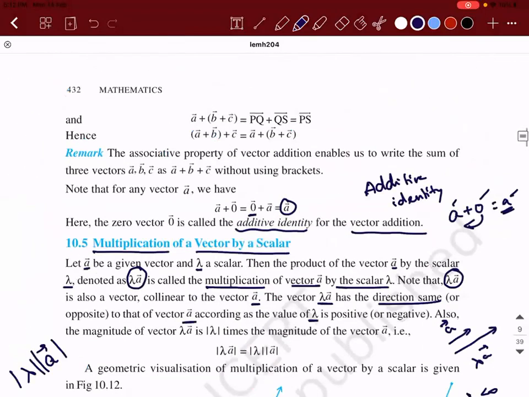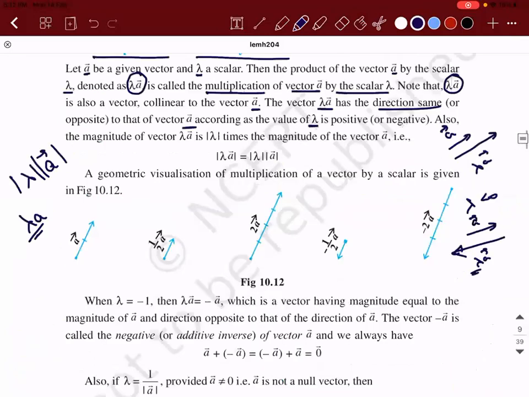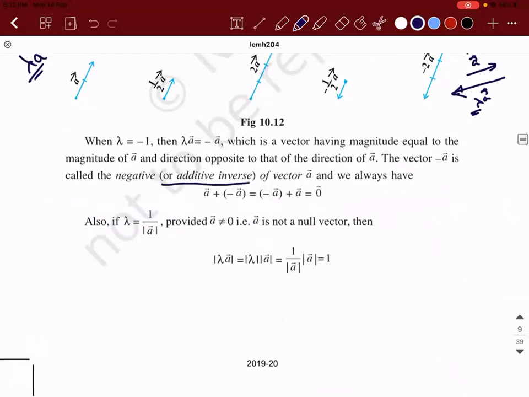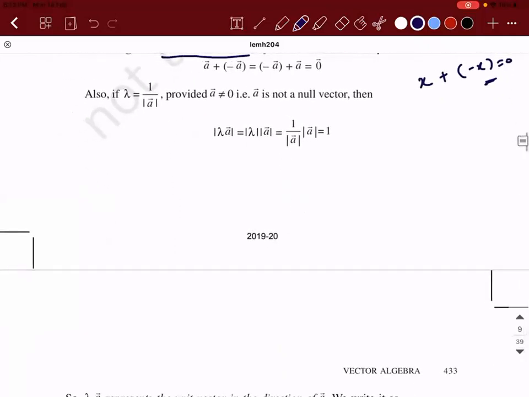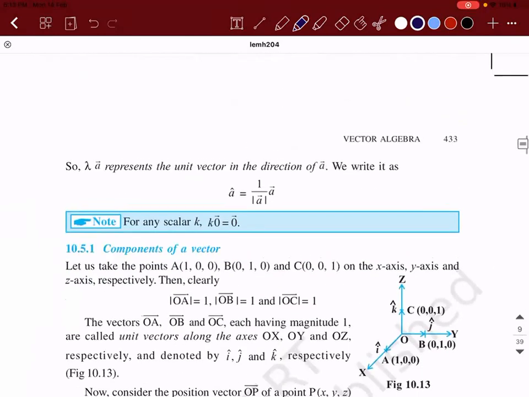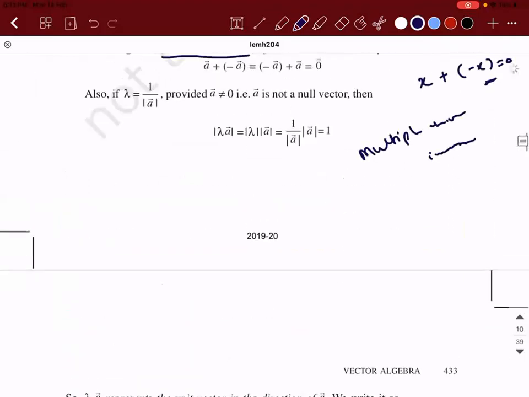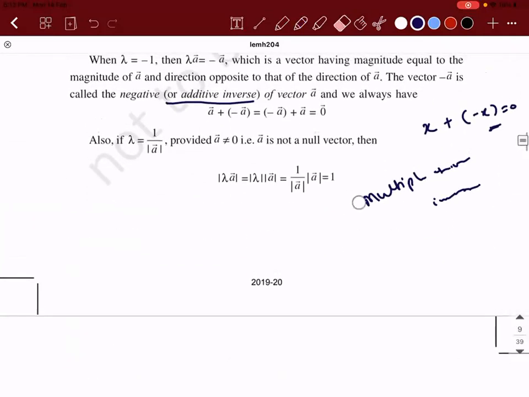Okay. Now, here we saw what is additive identity. Next we will see what is additive inverse. If there is a number x, then to get its inverse you need to add minus x to it so that you get 0. So the additive inverse of a number is nothing but the negative of that number. Then you have something called multiplicative inverse. So what is multiplicative inverse? Generally here you will not have a multiplicative inverse because you can't divide two vectors.